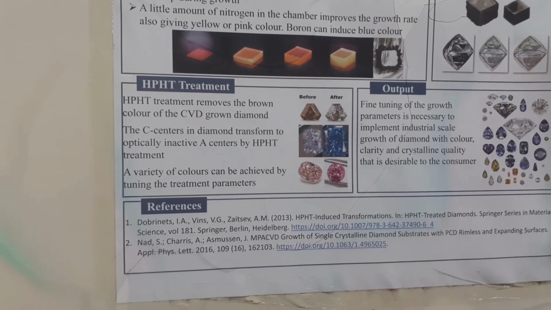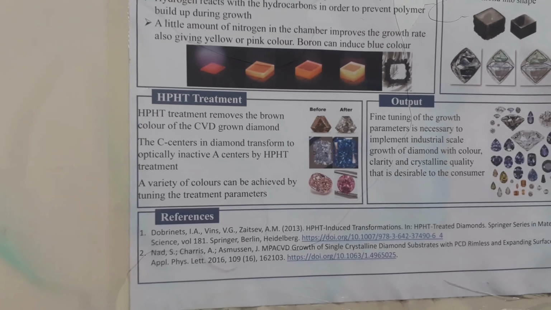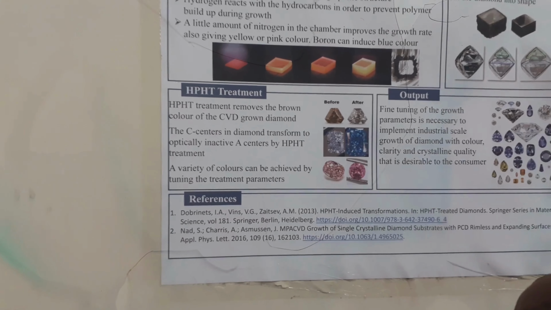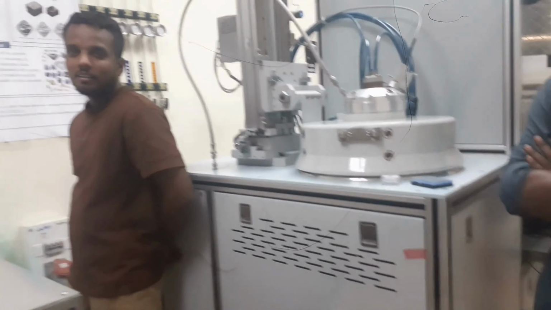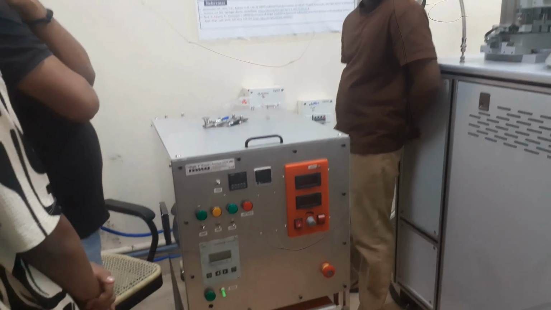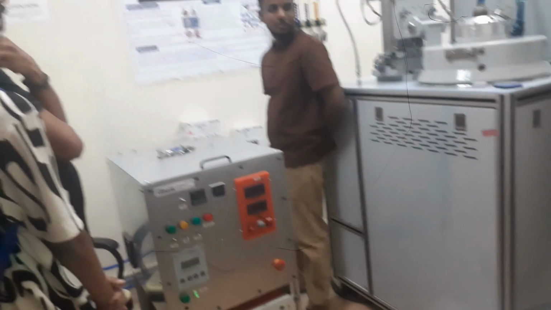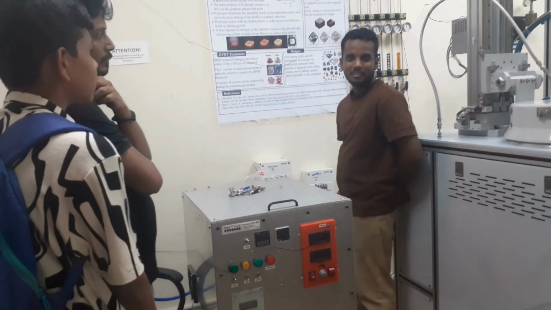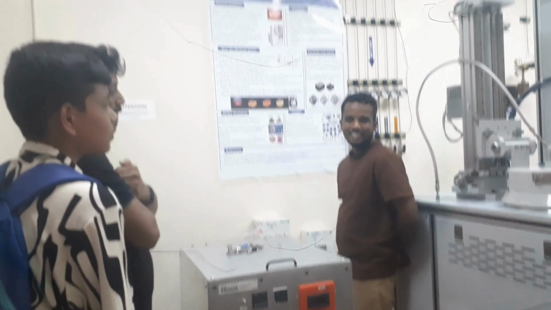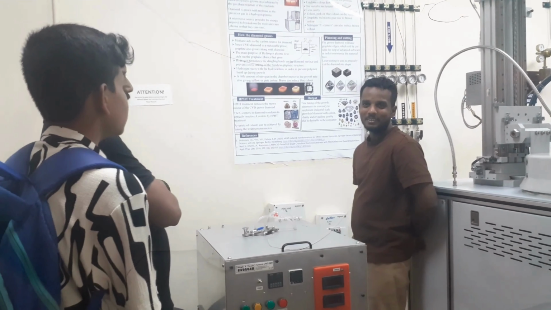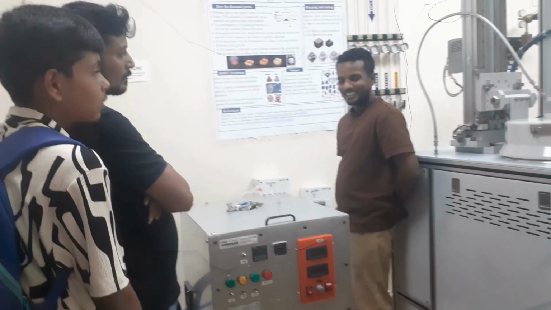How much time will it take to grow? Minimum 100 hours, maximum 200, 250, even 300. People are working 24 by 7 here. If these instruments are switched on, three shifts of people will be here: morning 6 to 2, 2 to 10, and 10 to 6. It's like a factory.